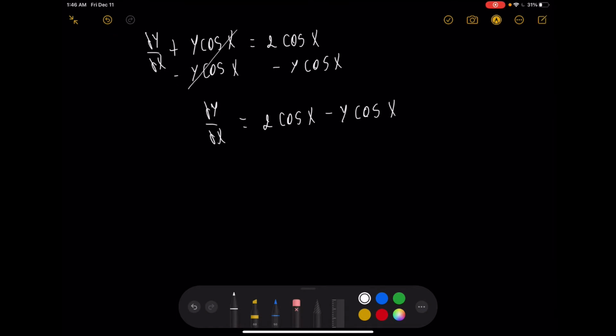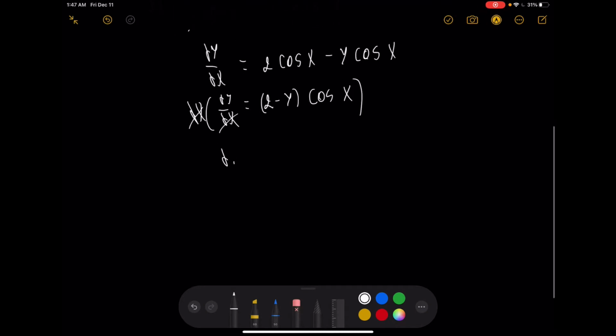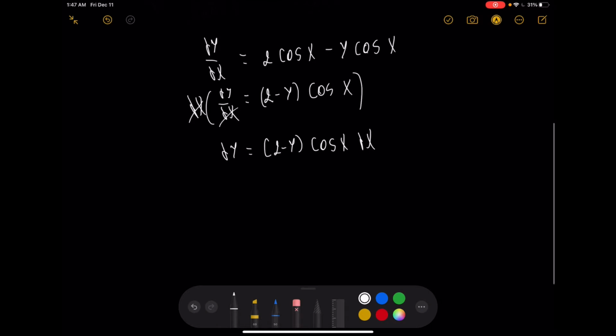So right here we can actually factor this expression, right? What we can do is write (2 - y) with cos(x) on the outside, over dy/dx. Okay, sweet. What I like to do is multiply both sides by dx, so this is going to go away right there. And so now we have dy equal to (2 - y) cos(x) dx.